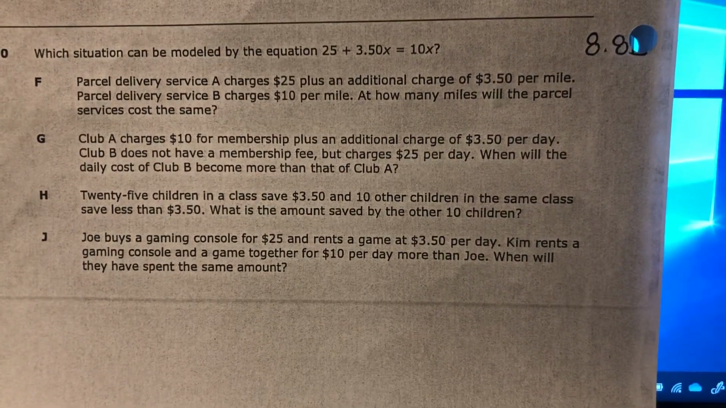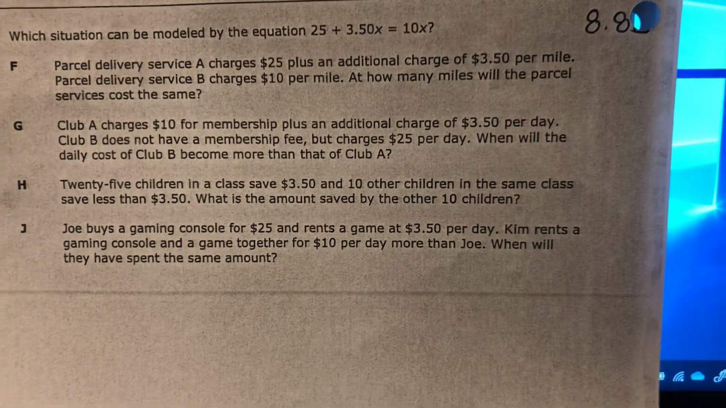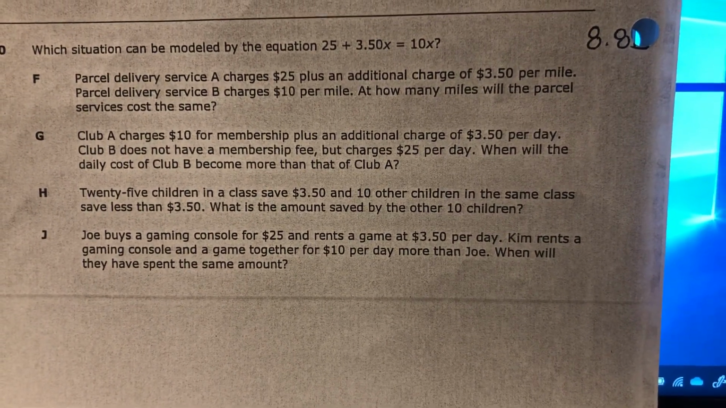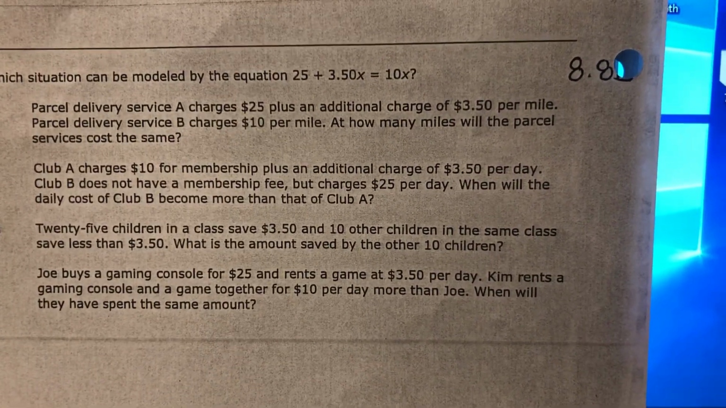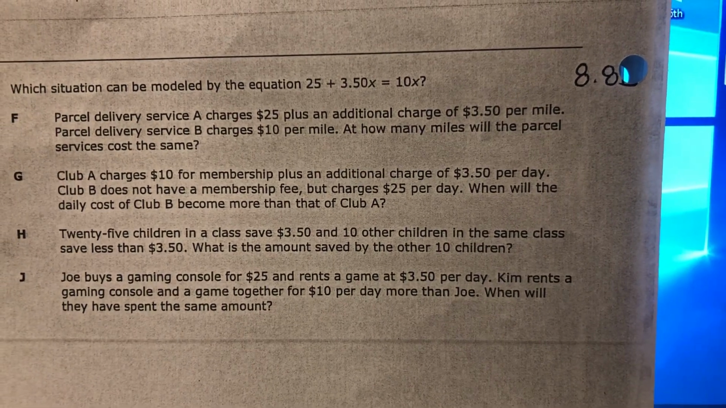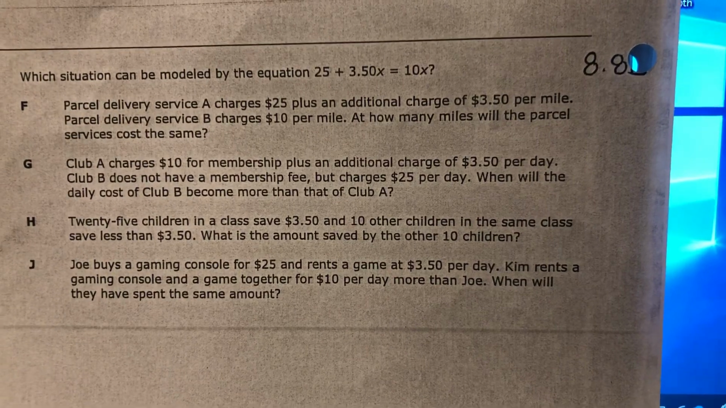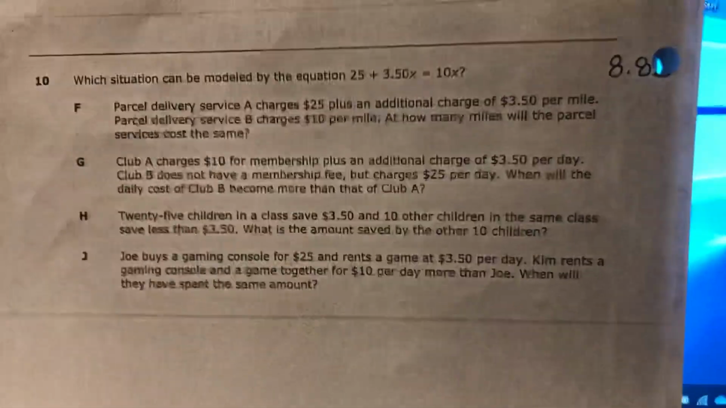H. 25 children in a class save $3.50 and 10 other children in the same class save less than $3.50. What is the amount saved by the other 10 children? J. Joe buys a gaming console for $25 and rents a game at $3.50 per day. Kim rents a gaming console and a game together for $10 per day more than Joe. When will they have spent the same amount?